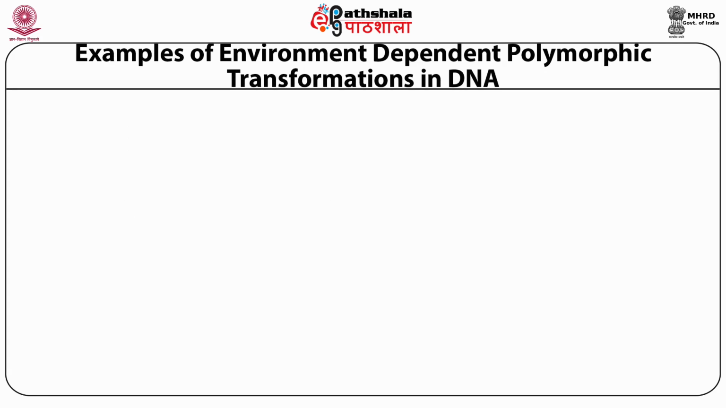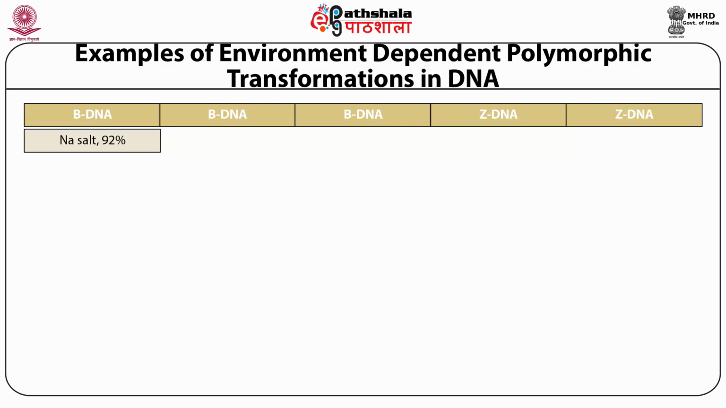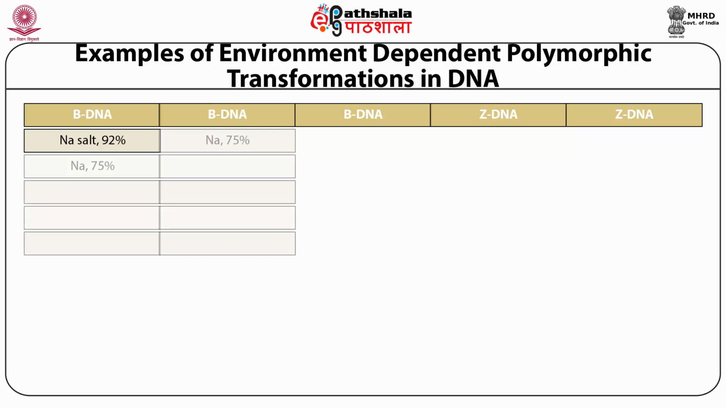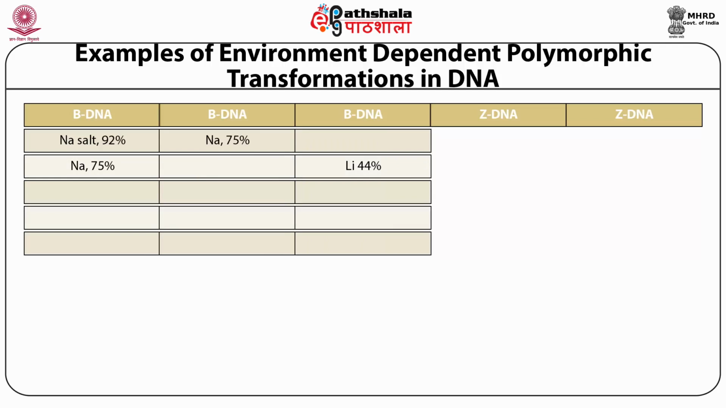I want to give you a few examples of environment-dependent polymorphic transformations in DNA. For example, in sodium salt, 92% hydration, we get B DNA. In lithium salt, 66% hydration, we get B DNA. Or A DNA, we get it in sodium salt and 75% relative humidity. C DNA, we get it in lithium salt, 44% hydration.